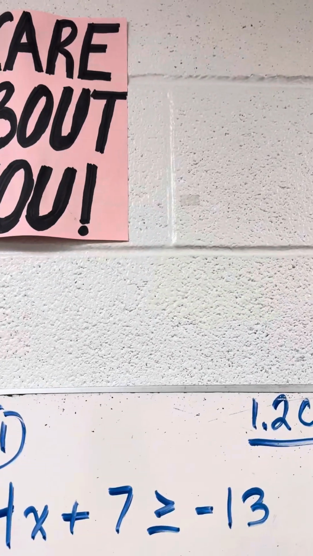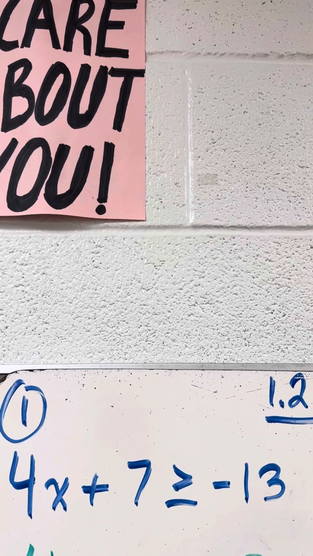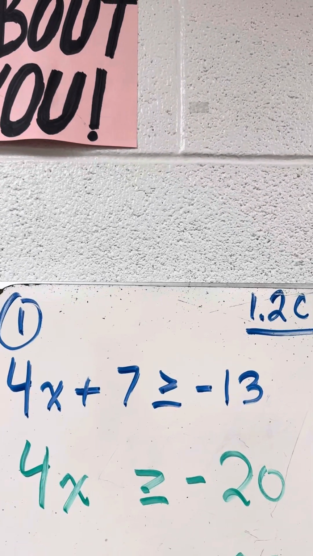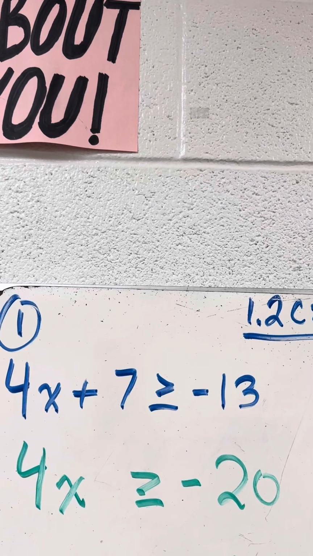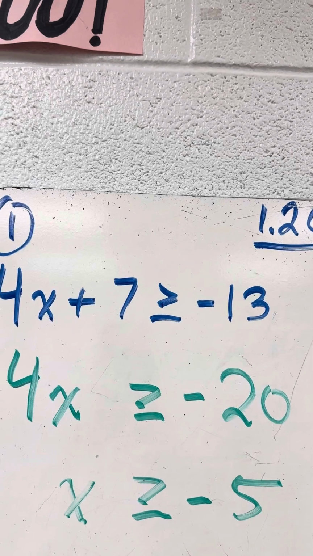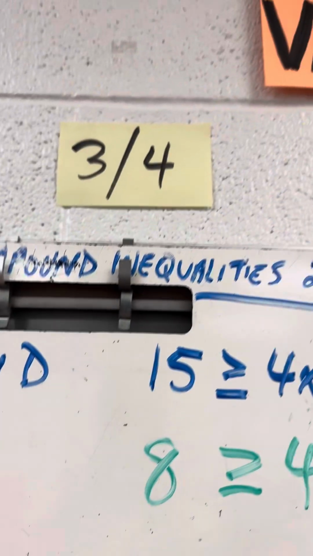Here, 4x plus 7 greater than or equal to negative 13. We're going to minus 7 from both sides. You get 4x greater than or equal to negative 20. Now you divide by 4. You get x greater than or equal to negative 5. Okay? And now we're going to go over here.